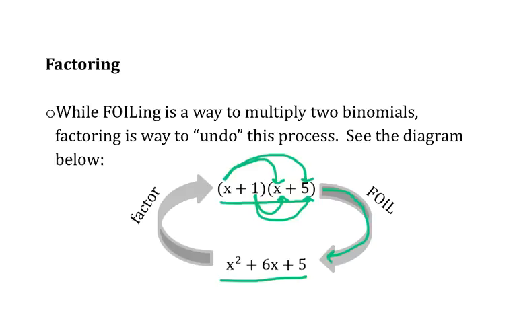Now here what we're doing is we're basically reversing the process. So we will be given things such as x squared plus 6x plus 5, and we'll be finding what 2 binomials would multiply to give that back. So this is just kind of an introduction to factoring. This topic is investigated in much more detail in Power Math Camp 2.